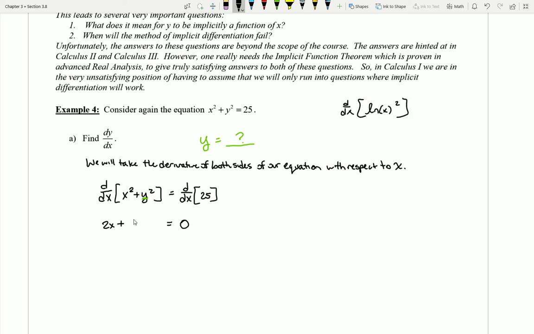So I'm going to do the same thing here. I'm going to bring the 2 down to the front, leave the original complicated mystery formula alone, lower the power by 1. And then I'm going to multiply by the derivative of this formula. But you might go, wait a minute, Kyle, if I don't know what the formula is, how do I take its derivative? And you're absolutely right to ask that question. There is no way to take that derivative, but we can display that derivative.